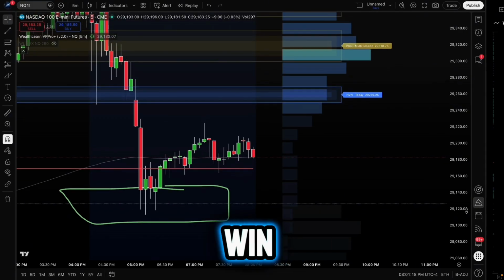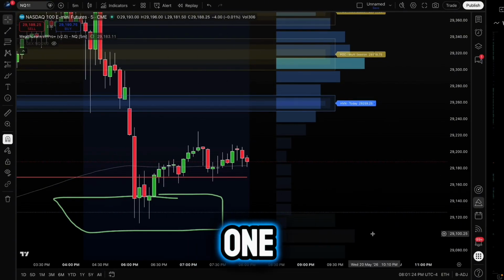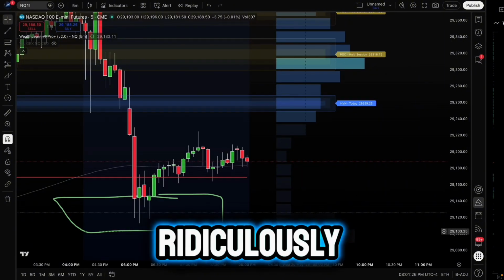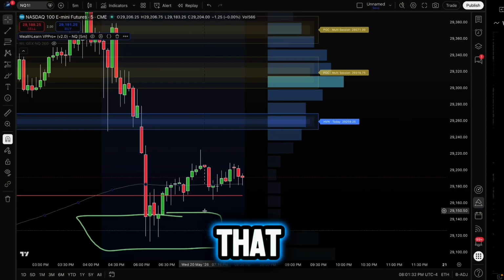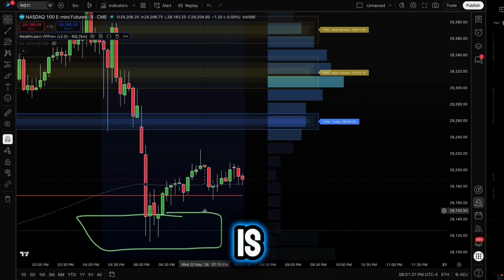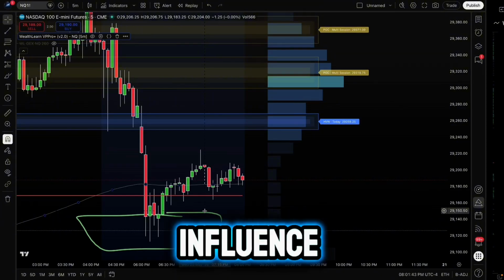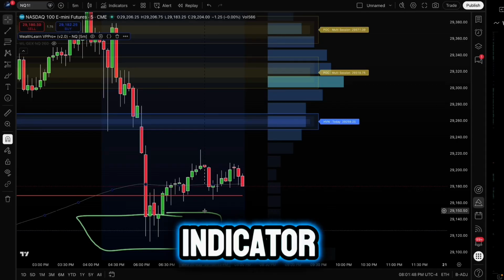You won't always have high win rates. In fact, some of my best deployed algorithms using VP-based models similar to this one have like 20% win rates, but ridiculously high risk to reward ratios and have performed really, really well in live market conditions. That does give me an opportunity, though, to tie in one final disclaimer that none of this in any way, shape, or form is designed to be or should be interpreted as direct financial advice or any influence to make a financial decision. Please use this indicator at your own discretion.